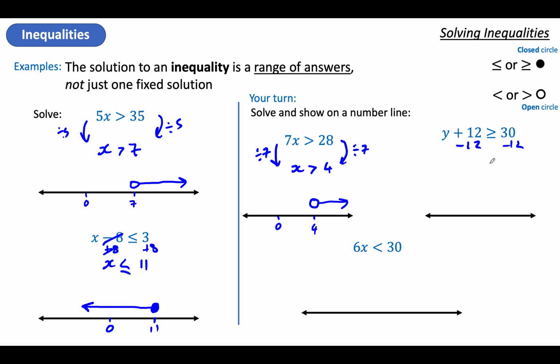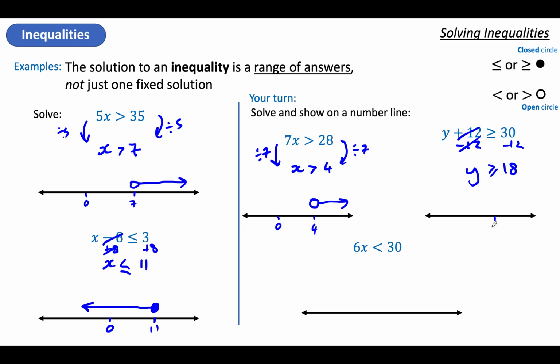This one up here, okay, take away 12 to get rid of the 12, and do it to both sides of your inequality. Keep the same sign, just take away 12. So 12 take away 12 is nothing. Well, that's what I wanted, wasn't it? Get y on its own. 30 take away 12 is 18. So y is greater than or equal to 18.